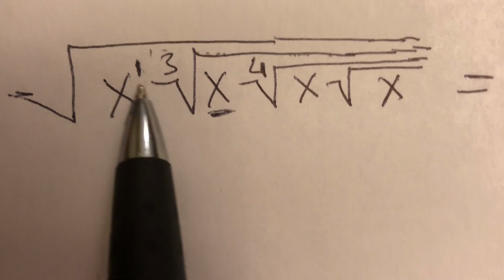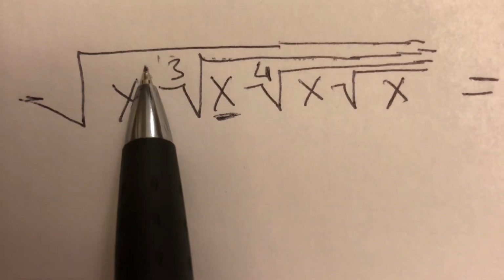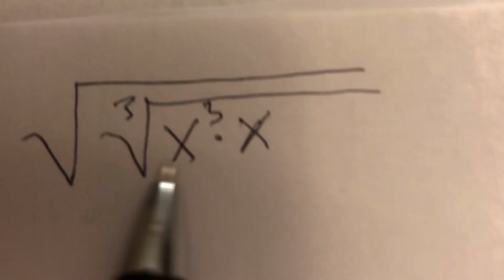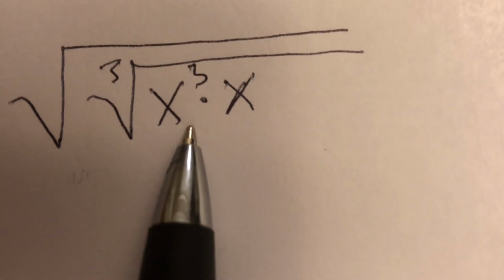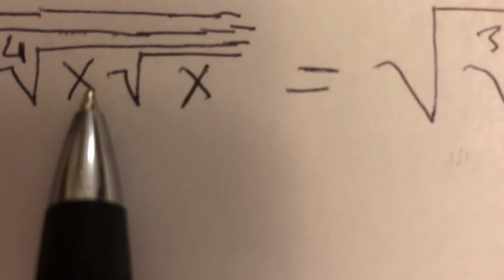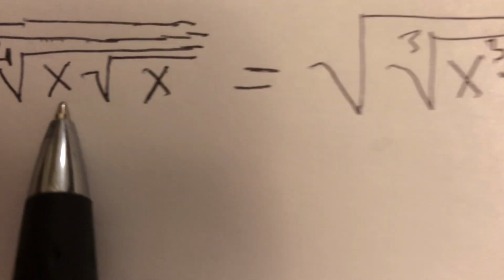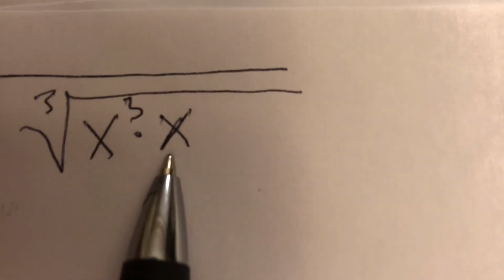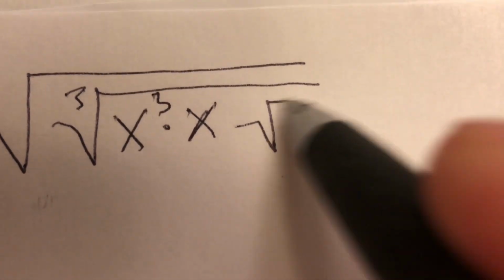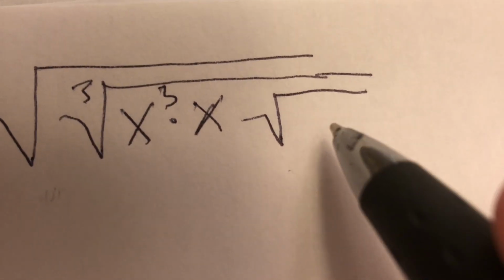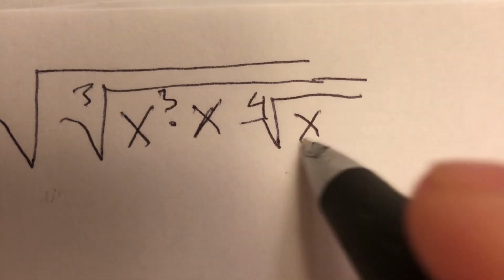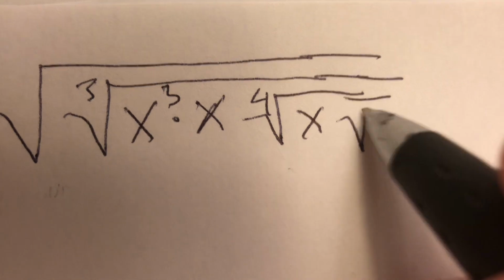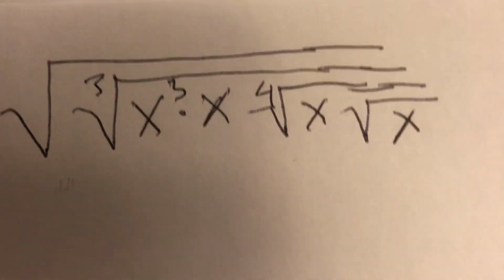So for instance, 3 times 1 is 3, so I can write x to the 3. And this x here I will multiply with this x here, which right now is x. And now I have to write the other radical, which is the 4th root of x times the square root of x.